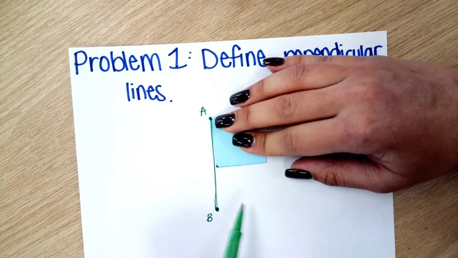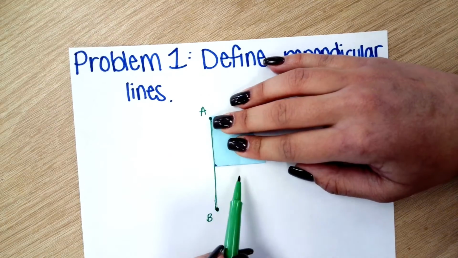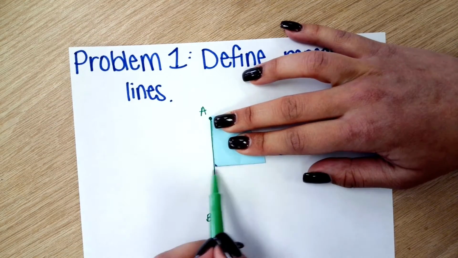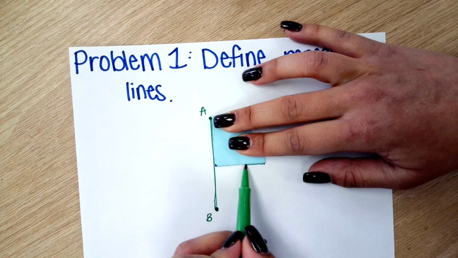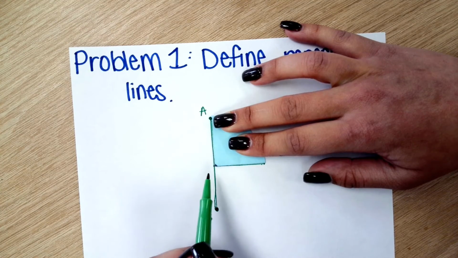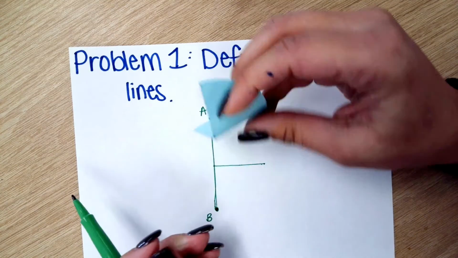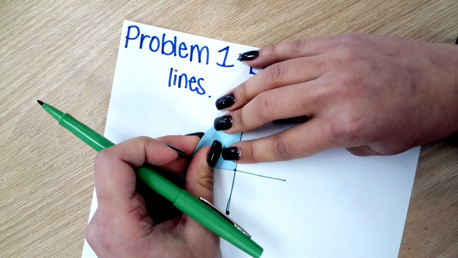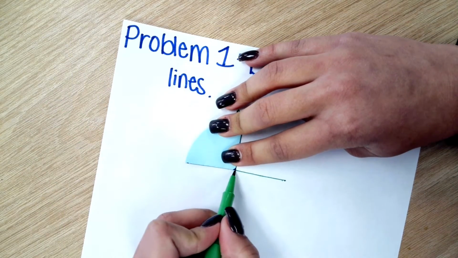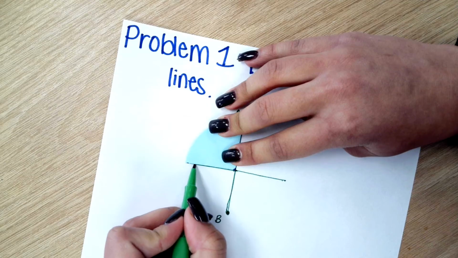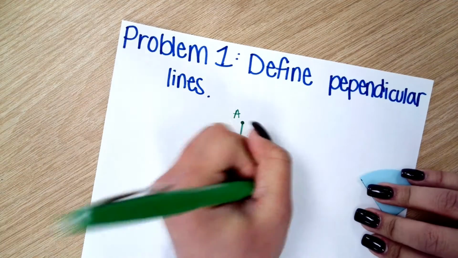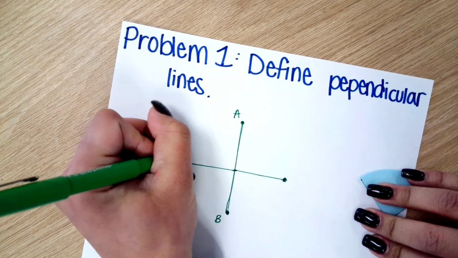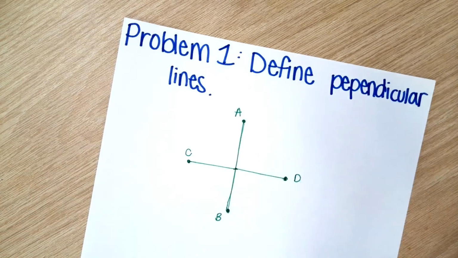Now what I'm going to do is I'm going to use my straight edge template, my right angle template, sorry, and I'm going to draw a line to create a right angle extending across both sides. And I'm going to make these lines, you guessed it, C, D.